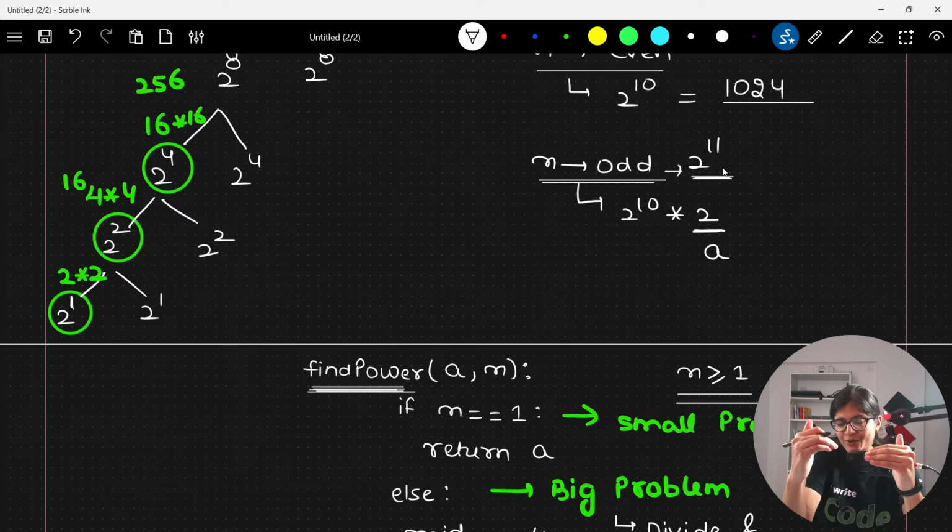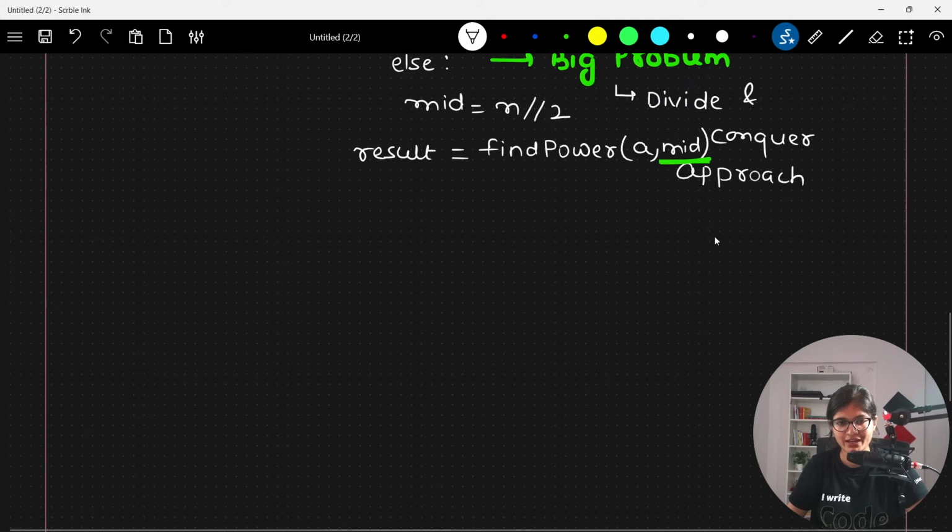So what is the difference between odd and even? For the odd number, you need to do one more time multiplication. You can apply the same approach that we have discussed, but one more time multiplication of a will be done, right? So that is the simple thing that we need to do here.